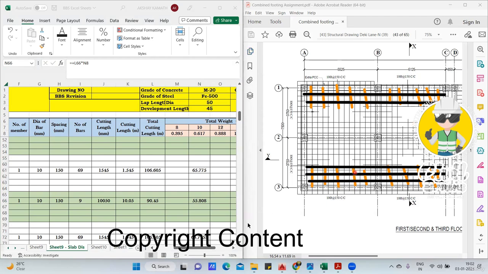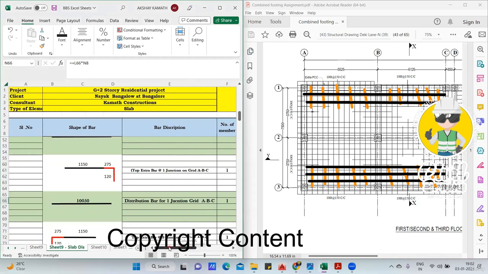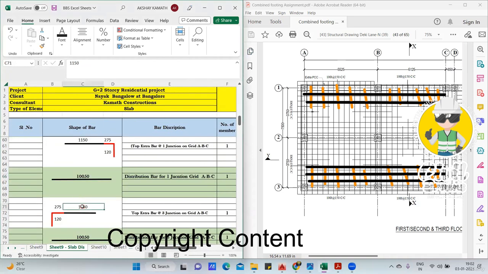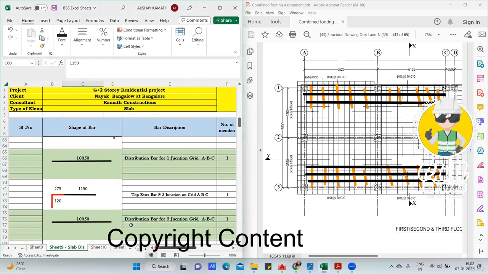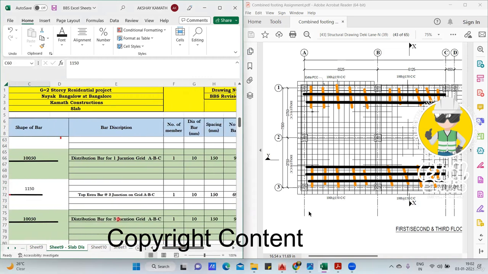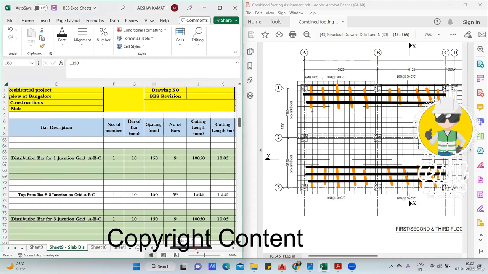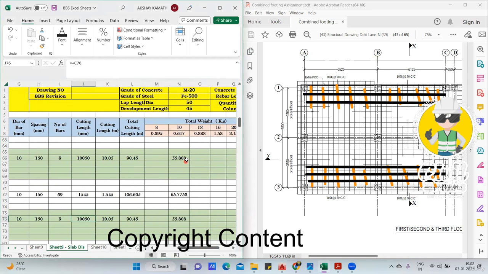Only the number of bars I'm supposed to find. That is also very simple. Number of bars, you come here. This is also 1150. This is also 1150. So your answer remains the same. Come and check here. See, 10,050, 10,050. And distribution bar on junction 3. This is my junction 3. Okay. On grid A, B and C it is. So again, you see at 150, number of bars I got 9. Previous also I got 9. Finish. So the cutting length, everything remains the same.